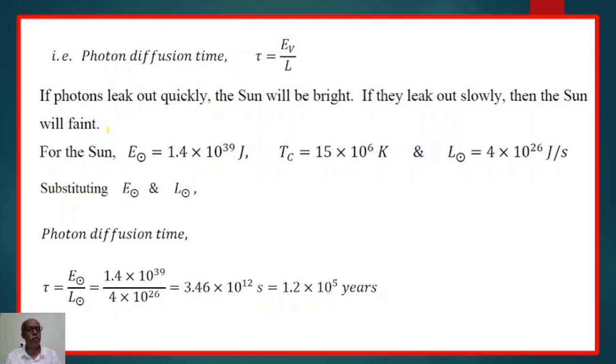For the sun, the total radiant energy contained in the volume of the sun is 1.4 x 10^39 joule. Luminosity of the sun is 4 x 10^26 joule per second. Therefore, substituting these two values in the above equation, tau will be 3.46 x 10^12 seconds, or in terms of years, it will be 1.2 x 10^5 years. This is the time taken by the photon to reach the surface from the core in case of the sun.